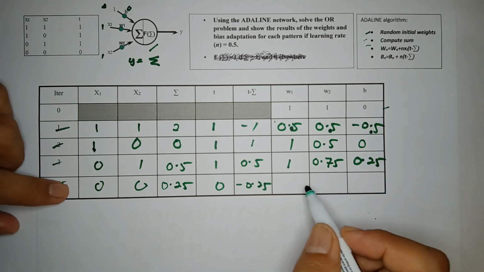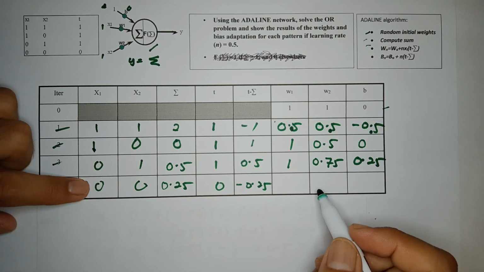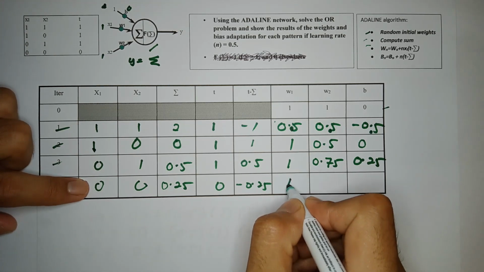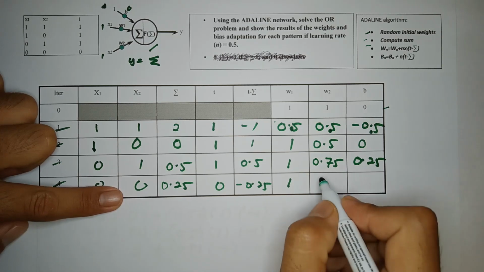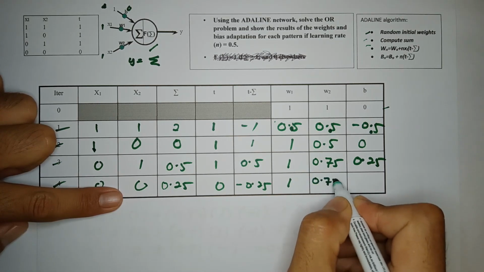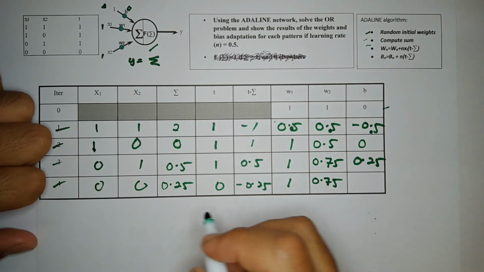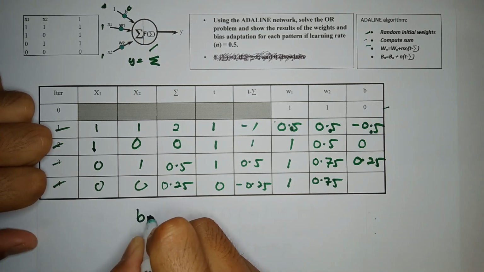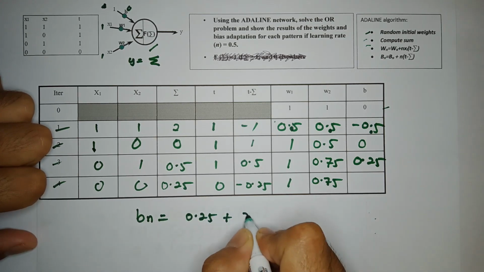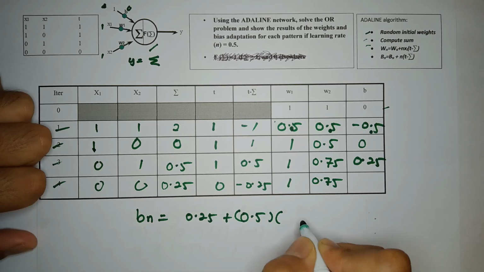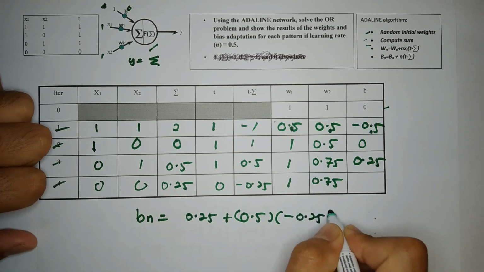So the next part, we do the updating process, the weight adaptation. Since x1 is equal to 0, we just pick up the previous weight straight away. The same thing, x2 is 0, so we just pick up the previous weight straight away. And then the third thing is the weight adaptation. So B new equals B old plus 0.25 times 0.5, which is the learning rate, and then the next thing is T minus summation, which is negative 0.25.